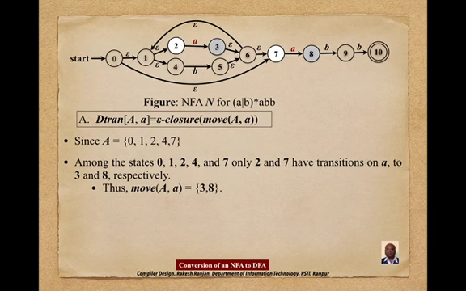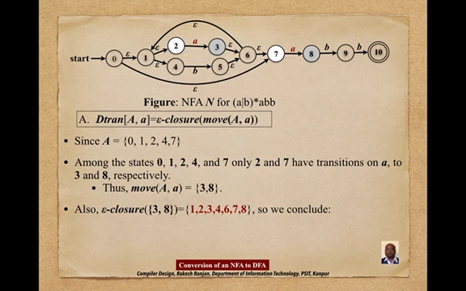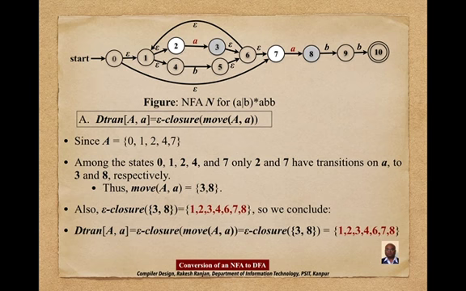Now we need to find the epsilon closure of 3 and 8. If you find the epsilon closure of 3 and 8, you will get 1, 2, 3, 4, 6, 7, and 8. This is the new state, so we can represent this set of states by capital B. So it is represented by capital B.